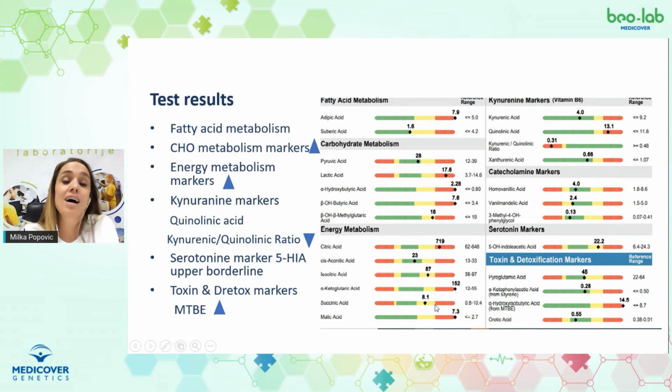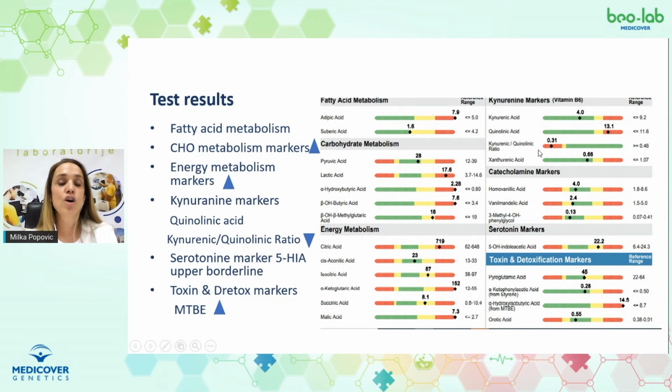Now, energy metabolism is quite disturbed as well. B vitamins are crucial for these pathways, as well as coenzyme Q10. Now, it is no wonder that these results are such as we can see them. Now, here we're going to see some of these other markers.